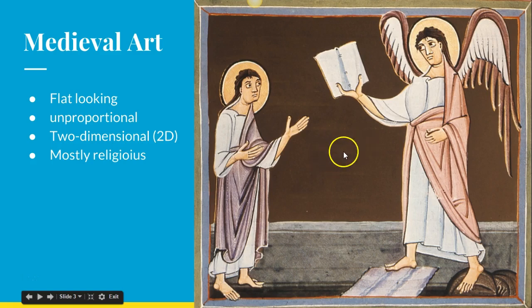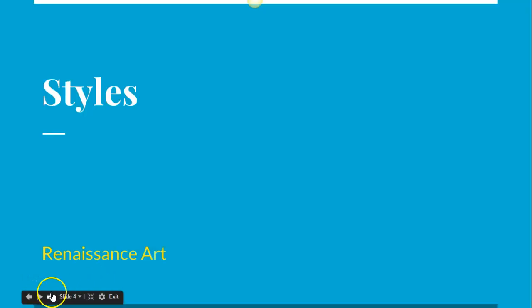It's just two-dimensional. As well, most of the art in medieval art is going to be religious. You can see here we have an angel, we have a saint, and people, when they look at this picture, are going to say, oh, okay, this is a religious painting. And in medieval art, most of the art is going to be religious. Now we're going to go into Renaissance art.